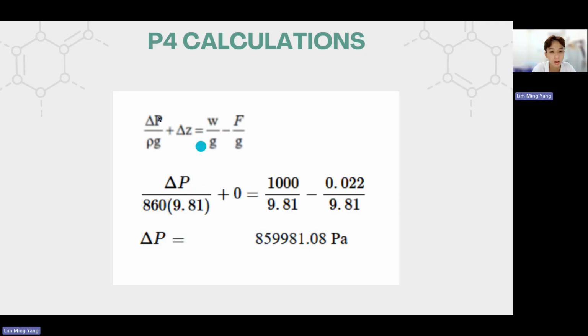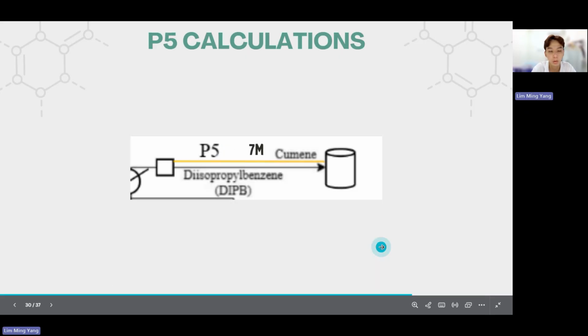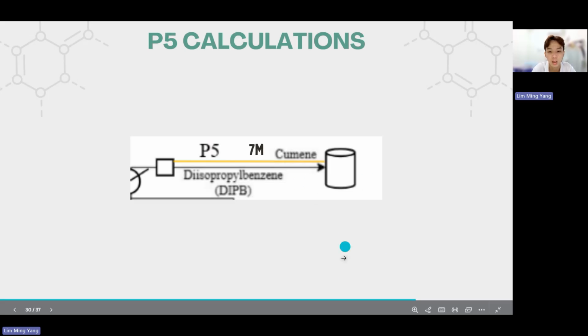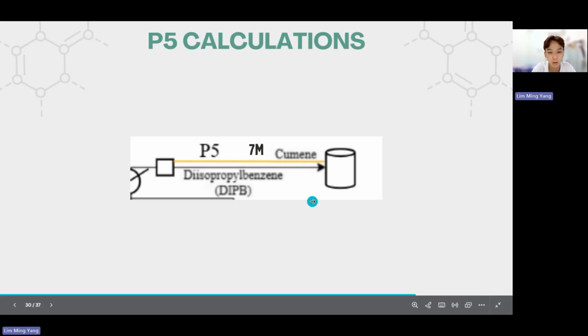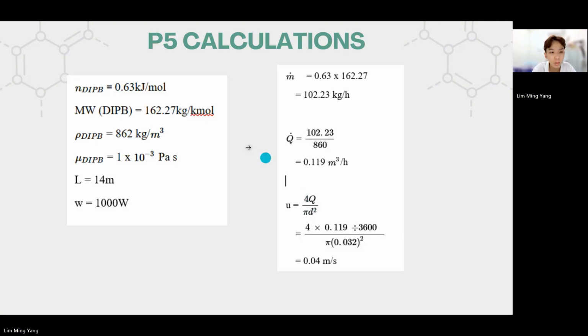After that, we apply the formula to the energy balance, and we can get the pressure drop, which is this one. Next, we will go to the P5 calculation. The P5 calculation is much simpler because there is no change in height. As you can see, it also transports the IPV only with a pipe length of 7 meters. So it's the same as the P4 calculation.